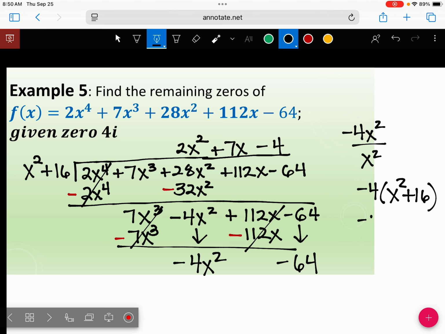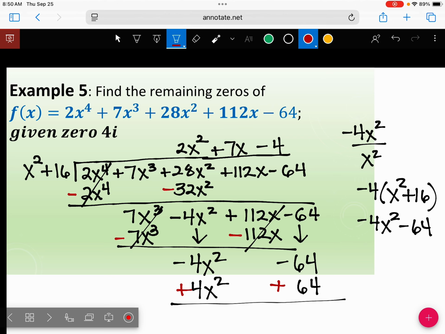So we have negative 4x squared minus 64. When I bring it over, though, see, they're both negative. They're both going to become positive. So now we have our quadratic, and we'll factor that tomorrow. We'll end there.